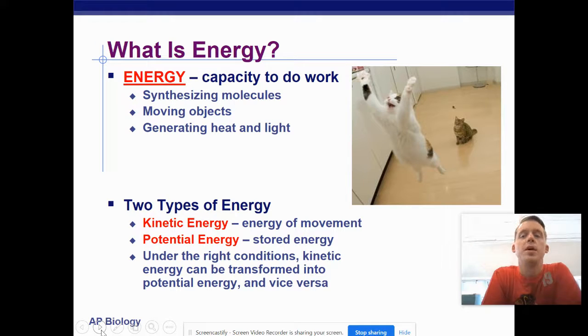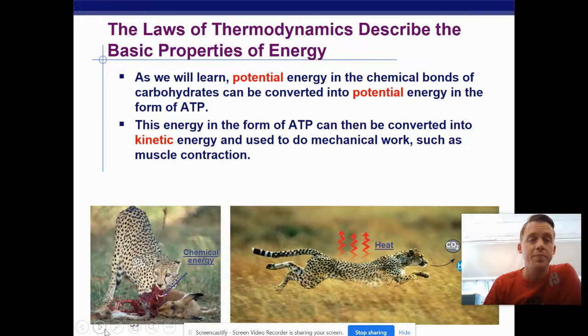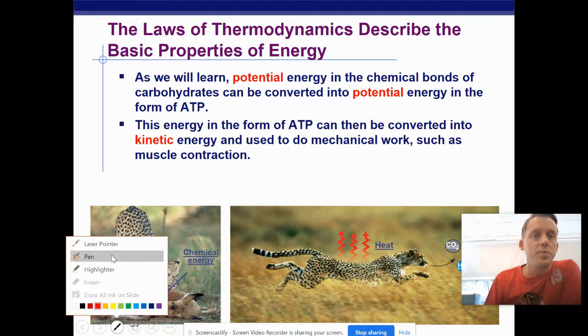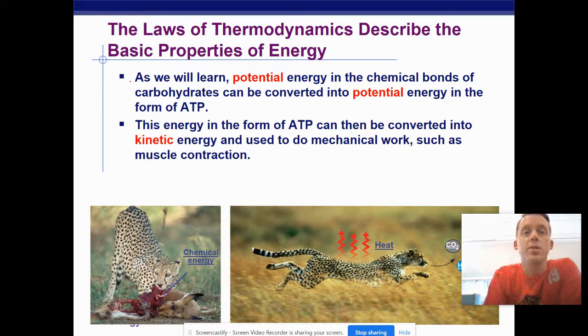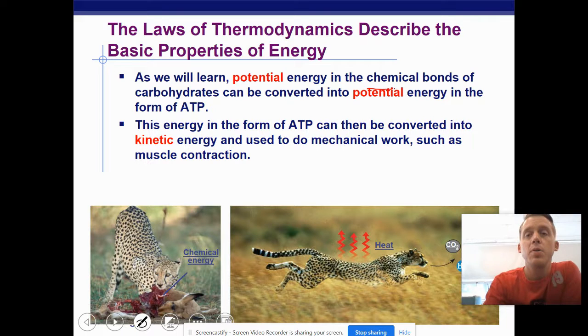When we talk about energy, we are mainly talking about 2 types. There's kinetic energy, which is the energy of movement, and then there is potential energy, which is like stored energy, energy that is being or has been stored. Potential energy under the right conditions can be transformed into kinetic and vice versa. So the laws of thermodynamics describe basic properties of energy. So as we are going to learn, potential energy in biology is mostly found as chemical bonds.